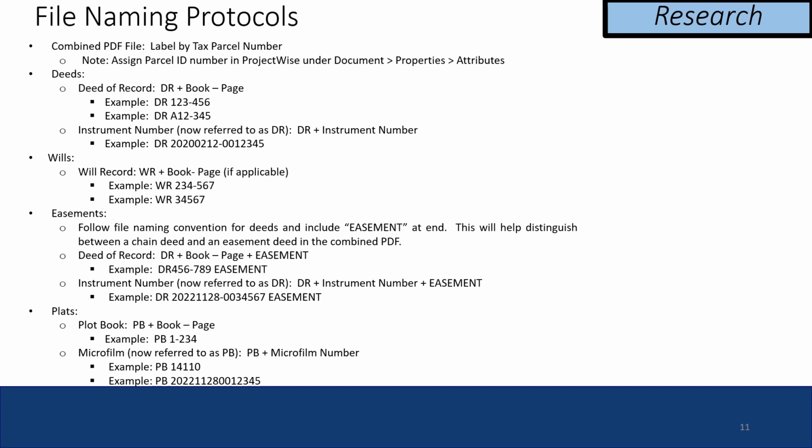Note, when the files are combined into the single PDF file, the file names assigned to the individual files will automatically be created as bookmarks in the PDF. This allows for easy navigation in the combined PDF. When the individual documents are combined into the single PDF file, they should be grouped by deed, will, easement, then plat, and within each group, sorted in chronological order from newest to oldest.